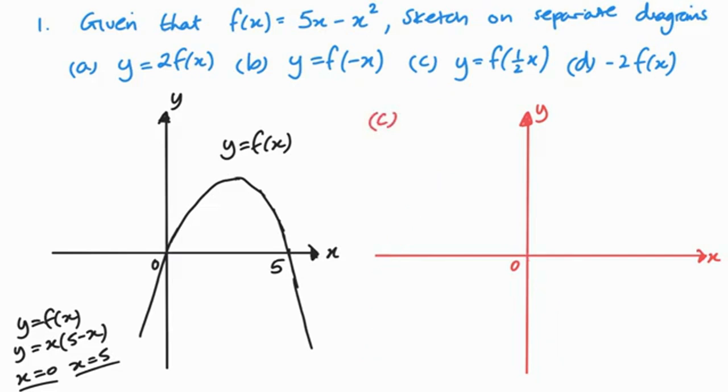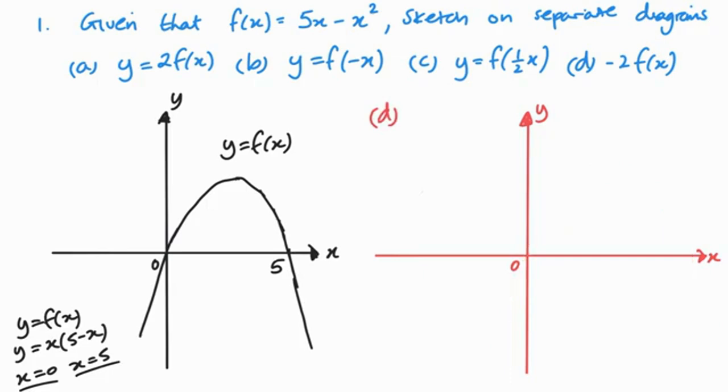Part C is also affecting the x's, and we've got a half x. So this is the same as dividing all my x values by a half, which is the same as multiplying all my x values by 2. So now I'm going to be between 0 and 10. So the graph is going to look very much the same. It's just a bit wider, same height, same y values, but it's between 0 and 10.